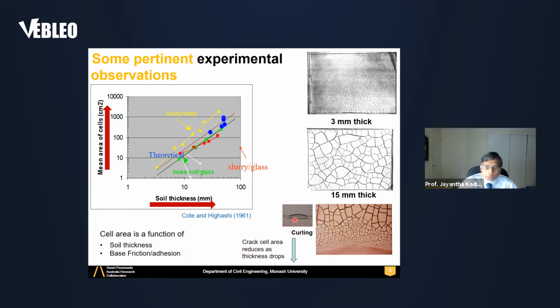Another observation is that if the soil is placed in a container without any frictional resistance at the base, like a greased container, it will just shrink without any cracks. Sometimes it can undergo curling like that, which is due to non-uniform shrinkage. And this picture shows graphically how the crack size decreases as thickness reduces.